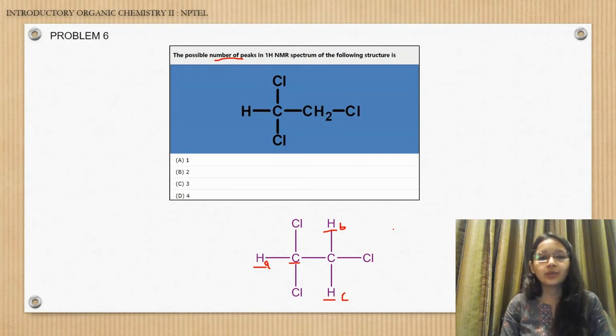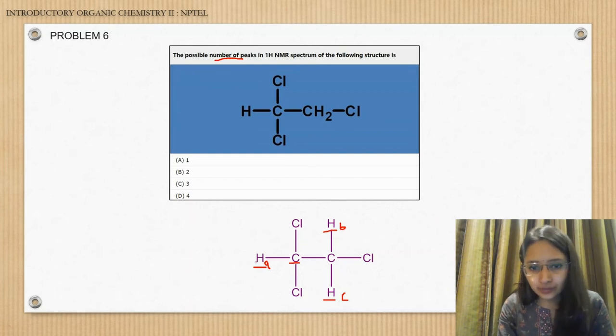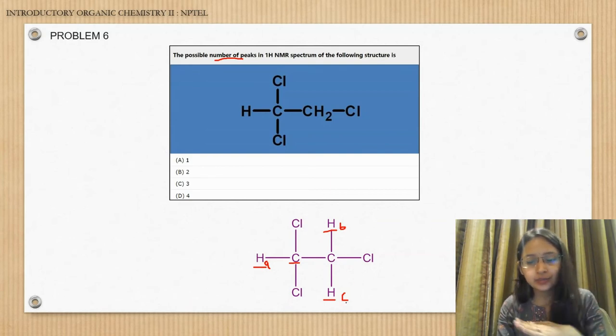See what happens here, this Ha proton is connected to this carbon, which in turn is connected to these two chlorine atoms. Now chlorine atoms have the electron withdrawing effect, so they will abstract the electron density from here. So now this proton will be more de-shielded than this Hb and Hc. We are not going to get deep into the de-shielded and shielded region. We just have to figure out whether the chemical environment for Ha, Hb, and Hc is the same or not.